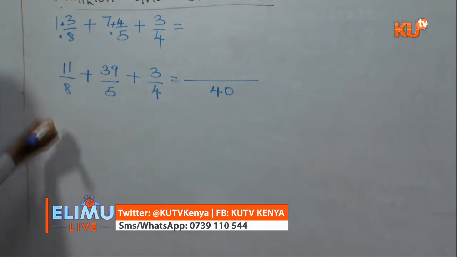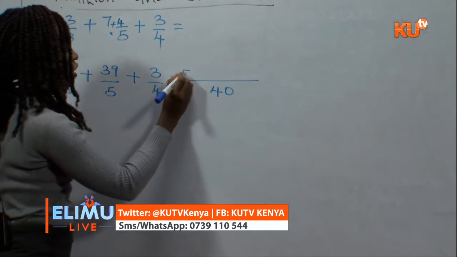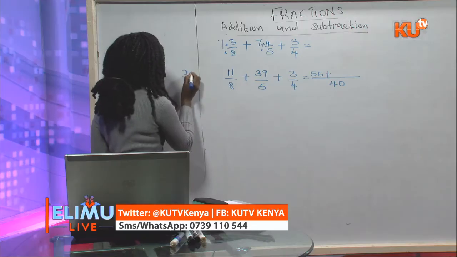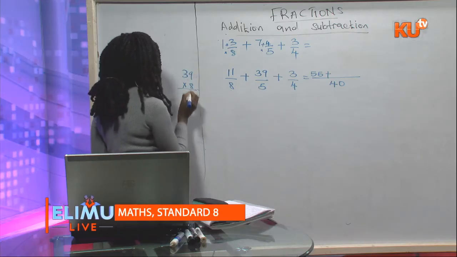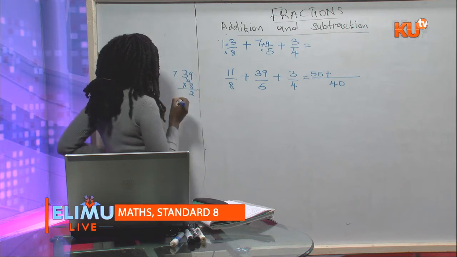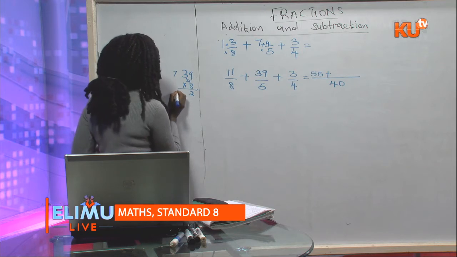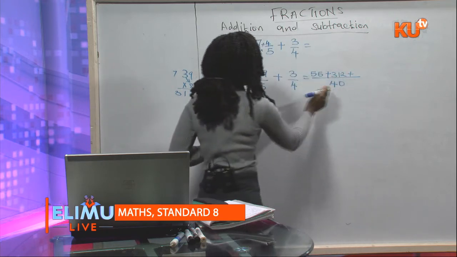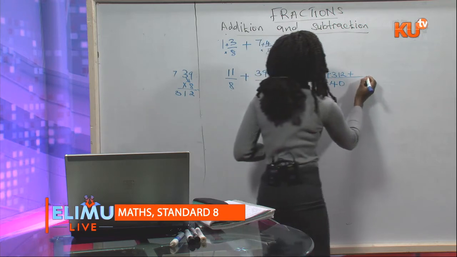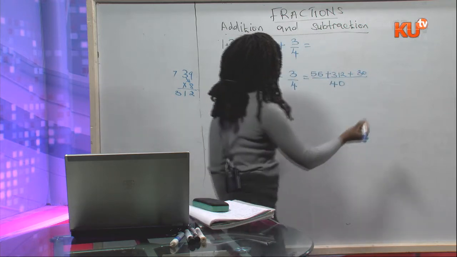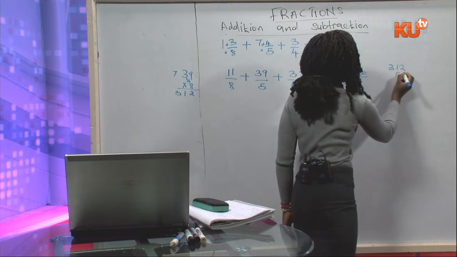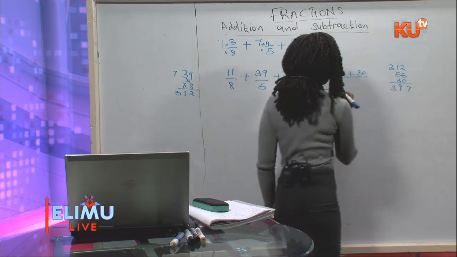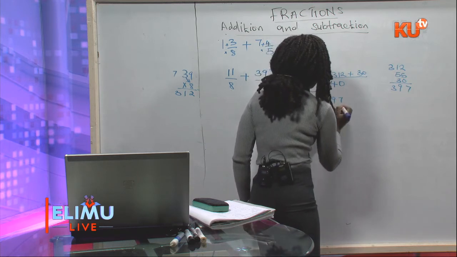40 divided by 8, we get 5. 5 times 11, we get 55, plus 40 divided by 5 is 8. 39 times 8: 9 times 8 is 72, carry 7, 3 times 8 is 24, plus 7 we get 31. So 312, plus 40 divided by 4 is 10, 10 times 3, we get 30. Then from there we add everything. 312 plus 55 plus 30, we get 397/40.